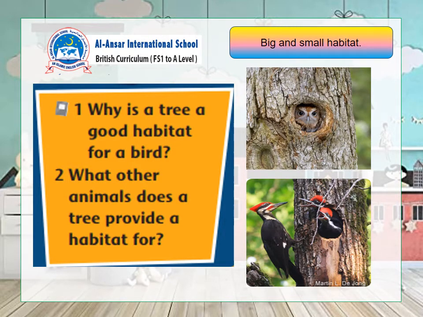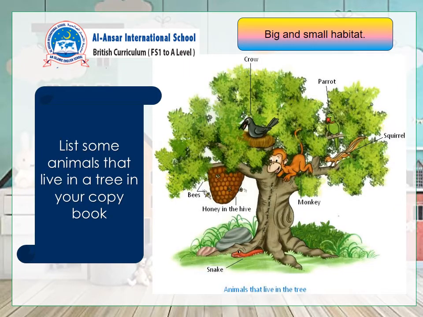Here we go. Why is a tree a good habitat for a bird? Look at the picture. Why do you think the birds make their home in the trees? Can you come up with a reason? List some reasons in your copybook. Think about these questions. What other animals does a tree provide a habitat for? Other than birds, do any animals live in the tree? Think about it. Here, let's list down some of the animals that might live in a tree and put it in your copybook. You can write as many as you can.